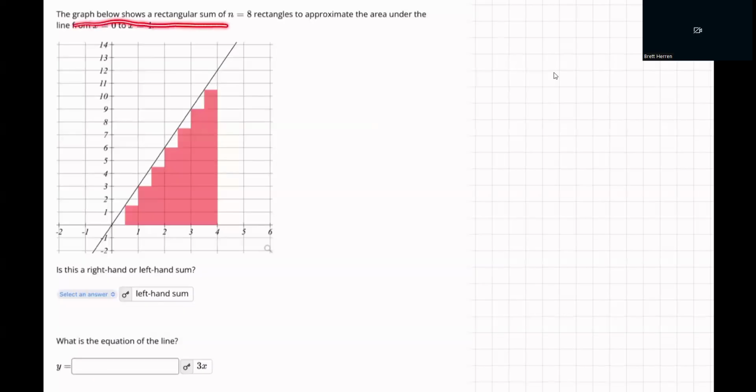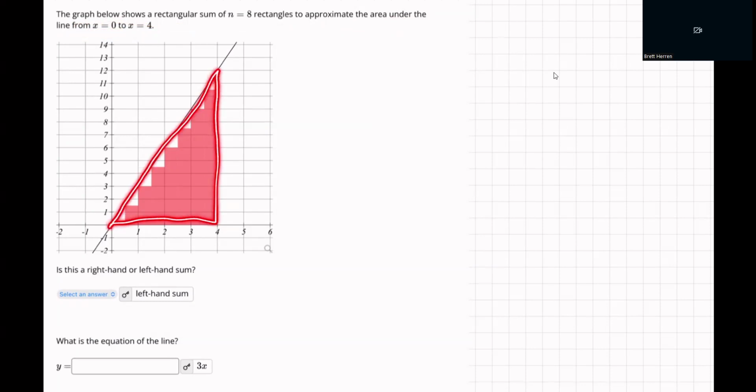The graph below shows a rectangular sum of n equals 8 rectangles to approximate the area under the line from x equals 0 to 4. So, all right, we're trying to estimate the area under the line, so all of this area here.